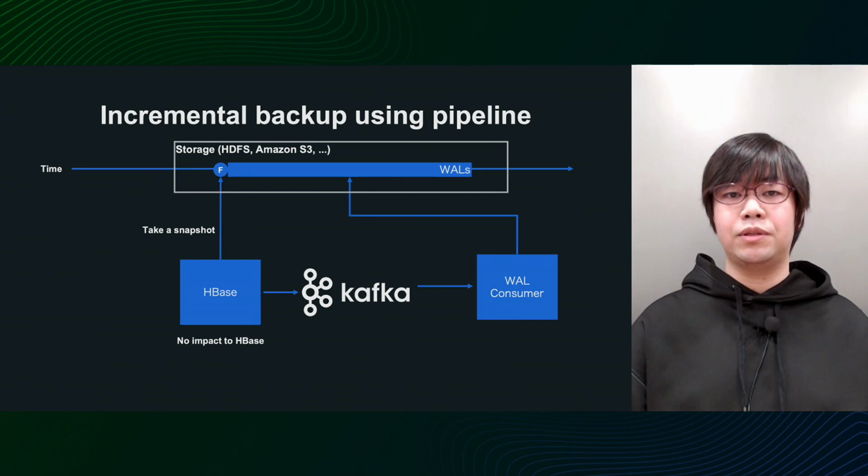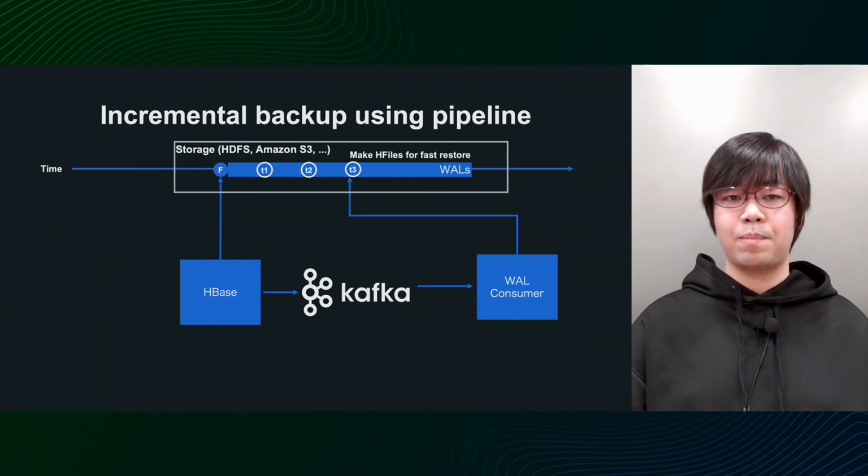Here is how to take an incremental backup. The first step is to take a snapshot, which is a complete backup, and upload it to the storage. The consumer who is going to consume the WAL will then upload the WAL to the storage accordingly. At regular intervals, the WAL is converted to HFile format for faster data recovery. By doing this, you will get an incremental backup, which will solve the pain points mentioned earlier.